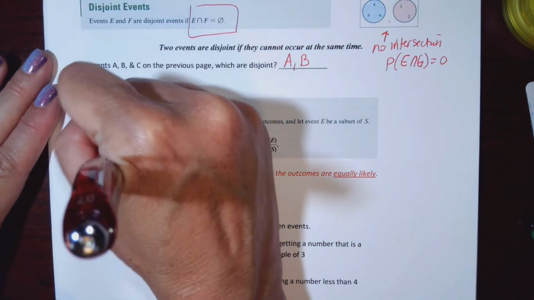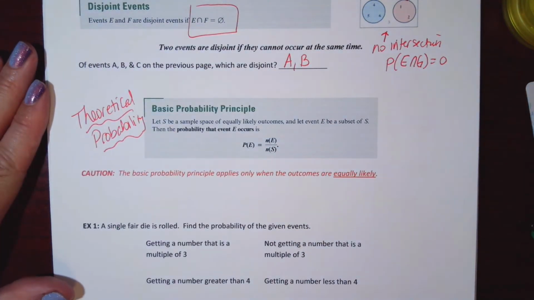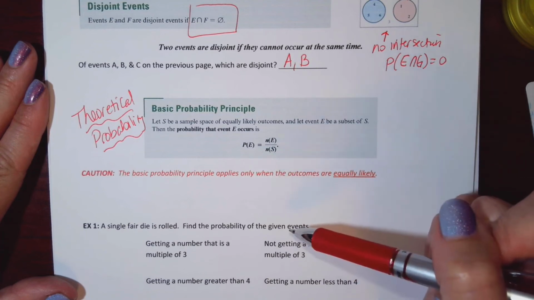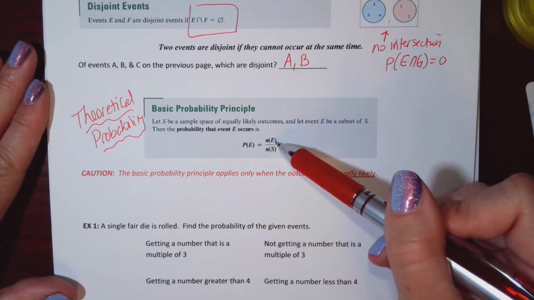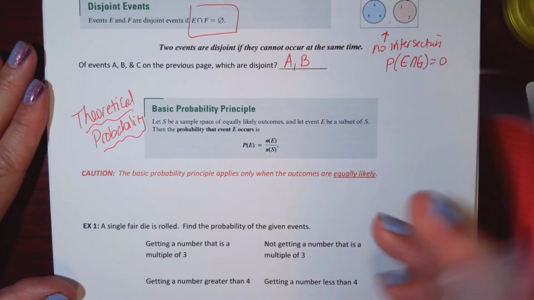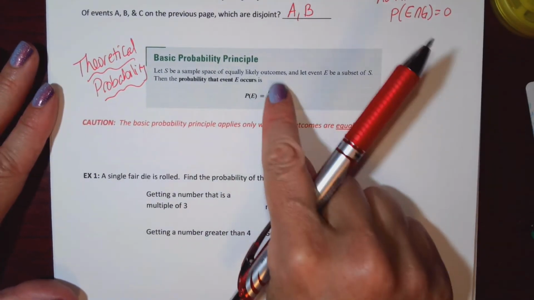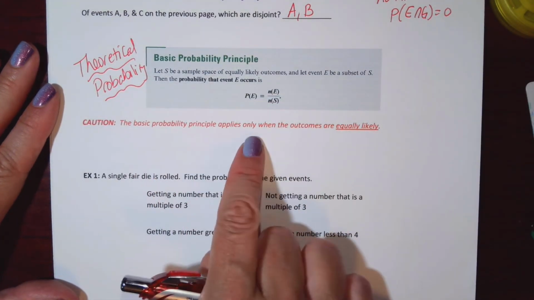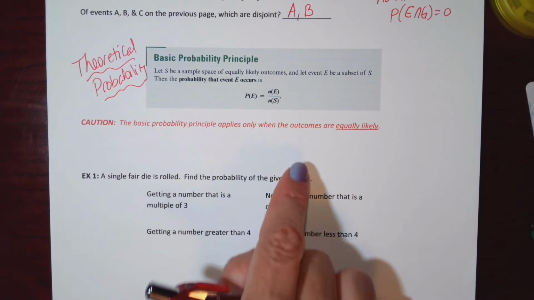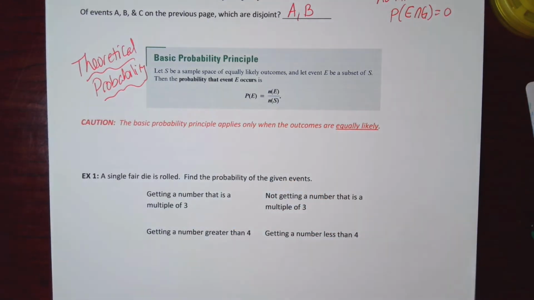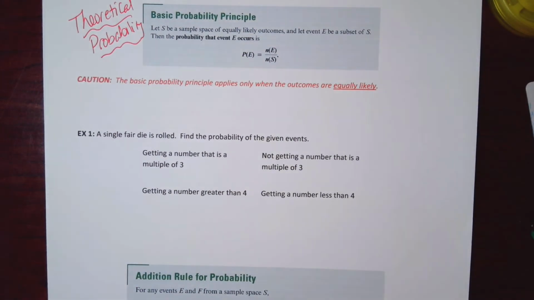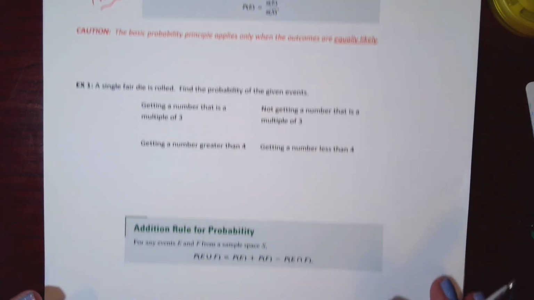When we're working with this basic probability principle, we're focusing on theoretical probability because we're comparing the probability of an event to the number of things in the sample space. The number of elements, or the number of outcomes in the event, compared to the number of outcomes in the sample space. We already did this in the last section. Now, caution: the basic probability principle applies only when the outcomes are equally likely. So if we have a situation, like that geometric probability, where one thing is weighted heavier than the other, this probability principle isn't this simple. But we're going to be focusing on where events are equally likely.